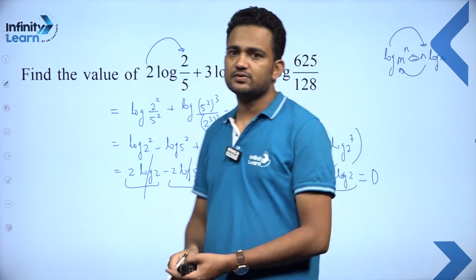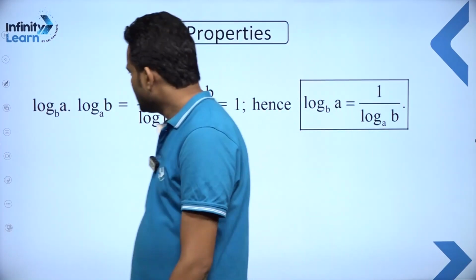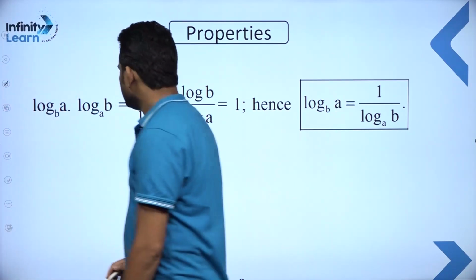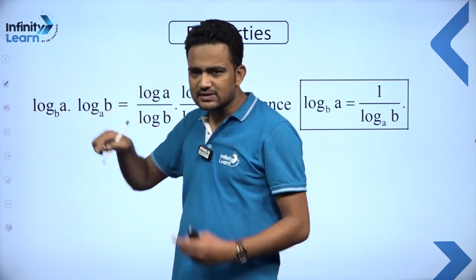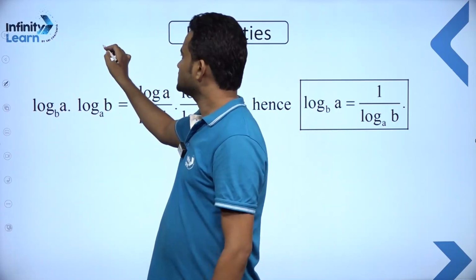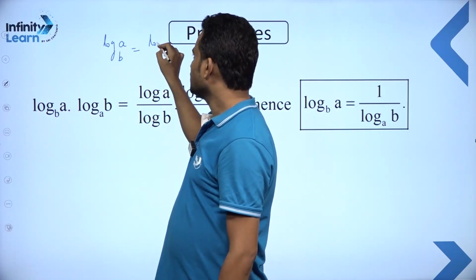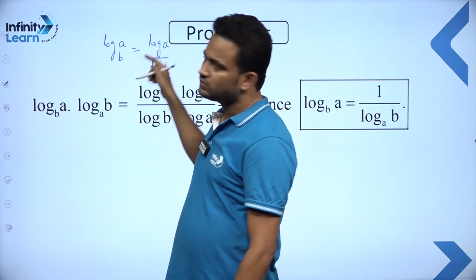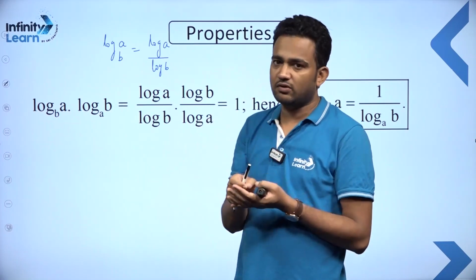So what is the answer of this question? 0, right guys? Now the properties, what is this property? This is log a base b into log b base a. So this can be written as log a upon log b, means write down this property. Log a base b is basically log a by log b, right? We can use any base. So this property is used to change the base of log, right?